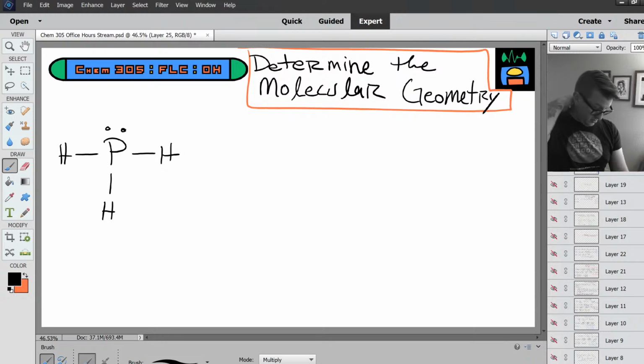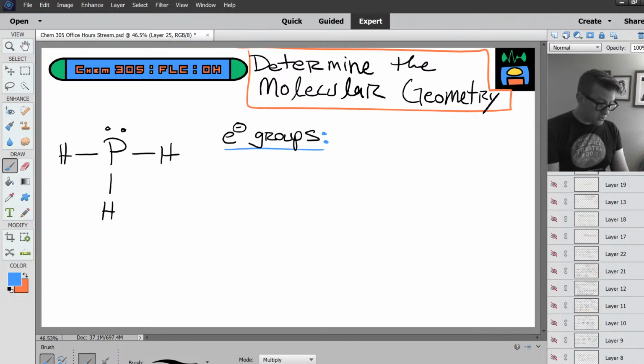All right, so here, with our electron groups, we have three atoms, one lone pair, so we have 4 electron groups. That makes our electronic geometry tetrahedral.